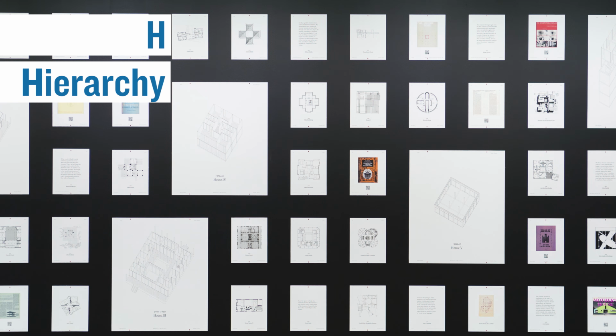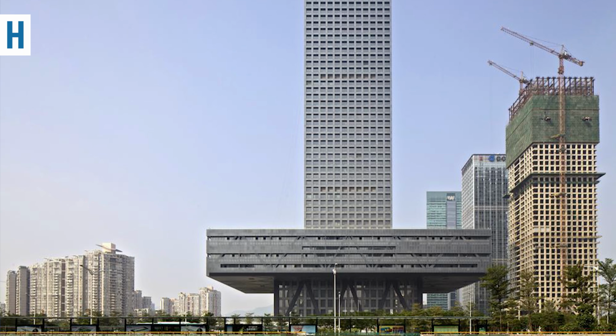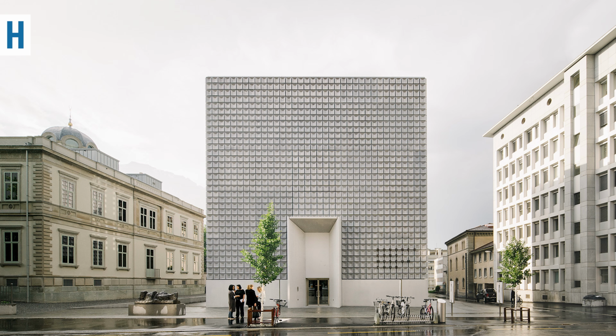H is for hierarchy. Hierarchy describes the relationship between major and minor elements within a composition. When there is hierarchy, there's a clear distinction between what's important, or the elements that are important, and which ones are less important.